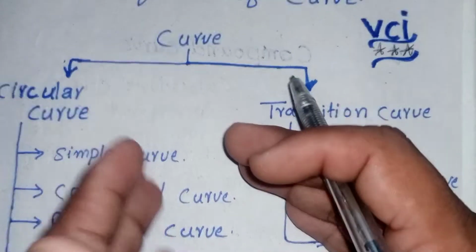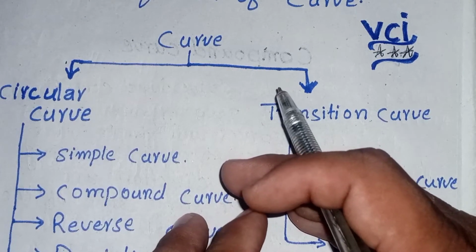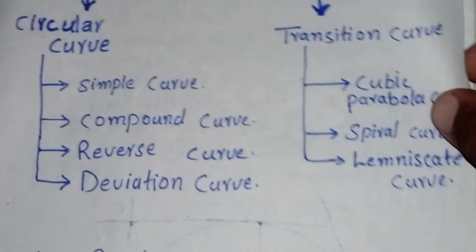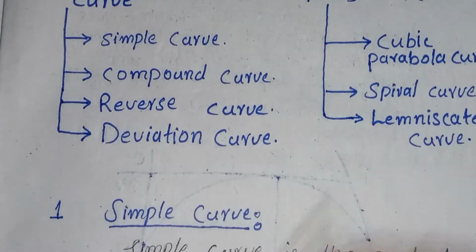But in this video, we are going to explain only the circular curve types step by step, which are simple curve, compound curve, and so on. For the transition curves, we will bring the next topic in next videos.